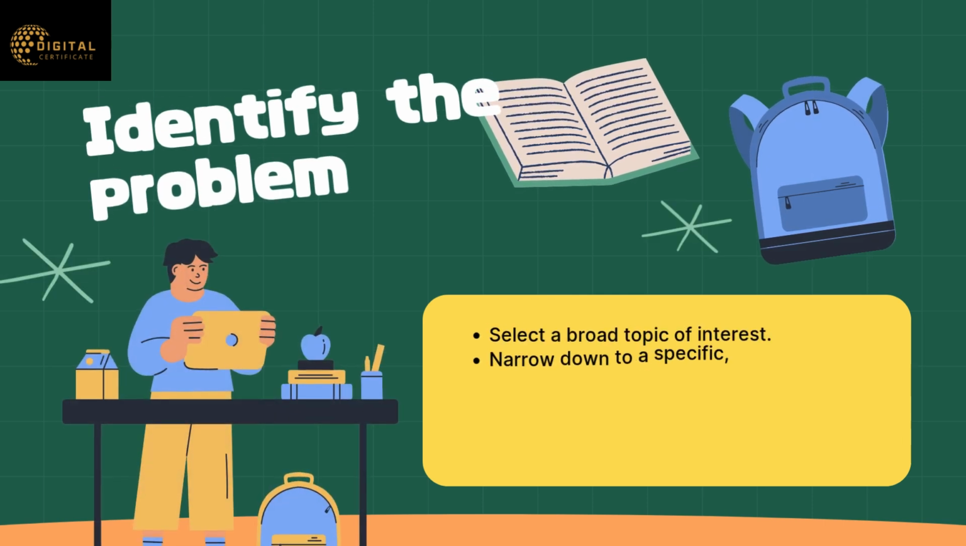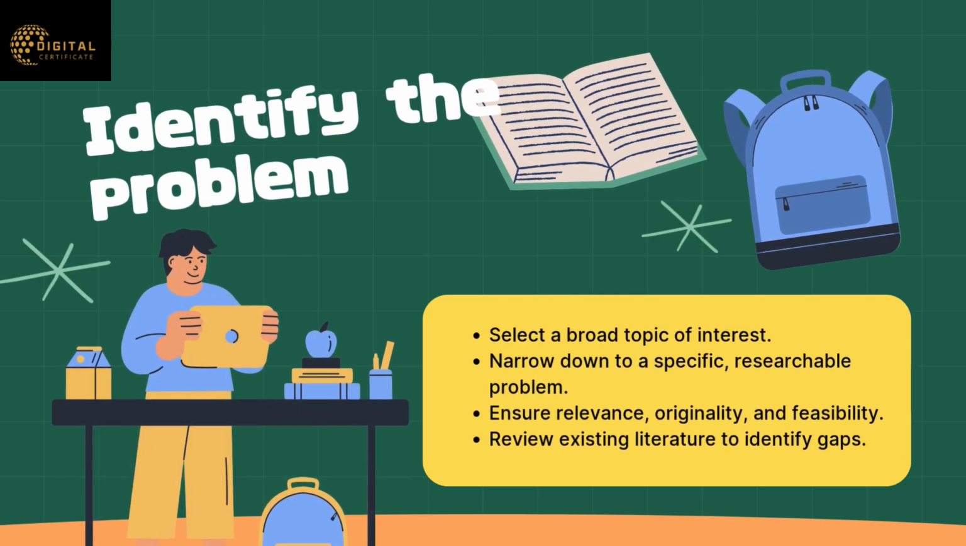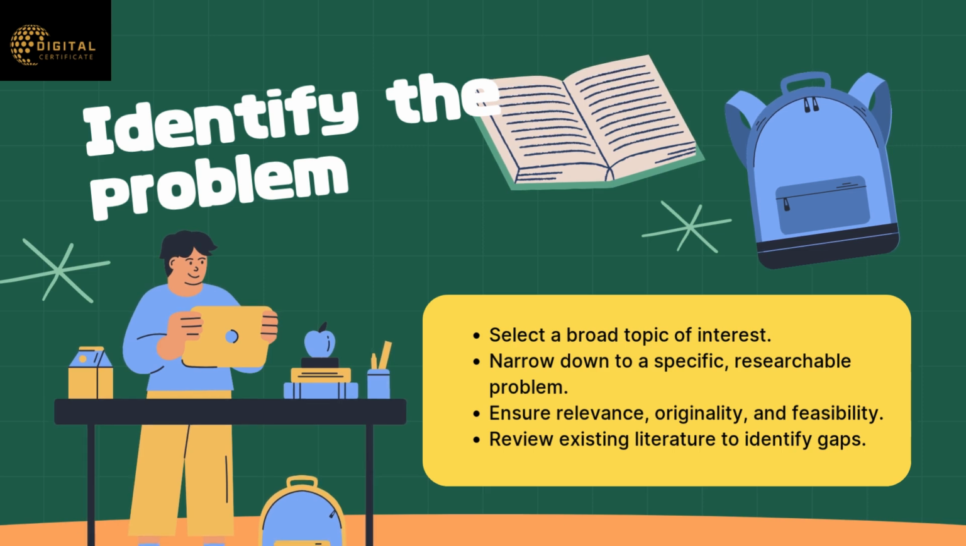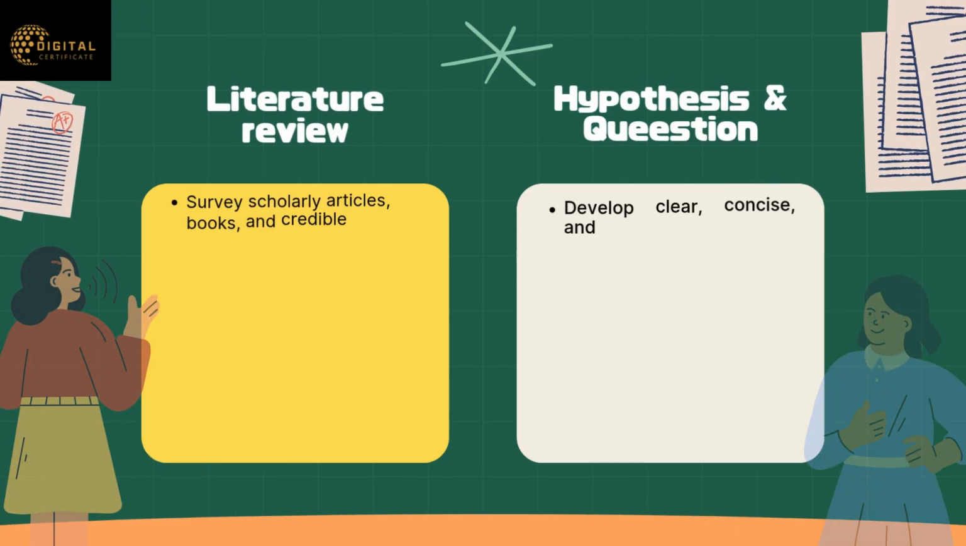The first step in any research journey is identifying a problem. This involves selecting a broad topic, narrowing it down into a specific, feasible question, and reviewing existing literature to spot gaps or unresolved issues. Once the problem is identified, we move to the literature review.